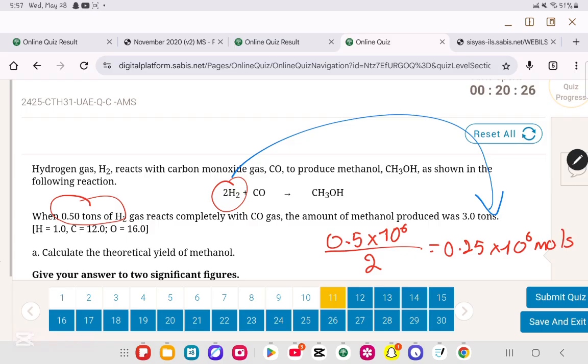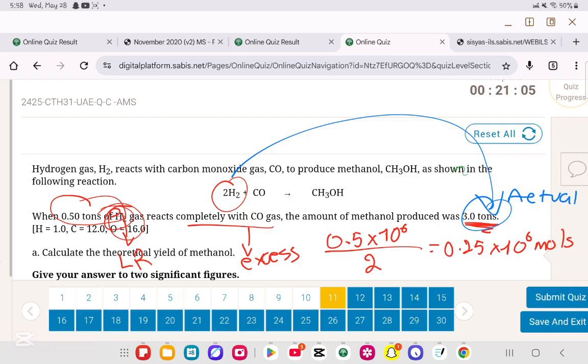Okay, so the H2 reacts completely with CO gas, meaning that CO gas is the excess and the H2 is the limiting reagent. That means the whole reaction will change based on the H2. So if anything happens to the H2, then the whole reaction is going to change. The amount of methanol produced was 3 tons. So this is the actual yield. So together, let us figure out the theoretical yield.